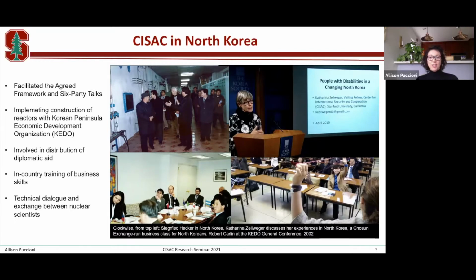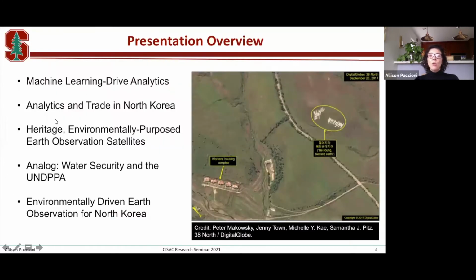Which begs the question, can we use satellites to study other patterns and trends besides the strategic and military systems so strongly associated with satellite imagery in North Korea?